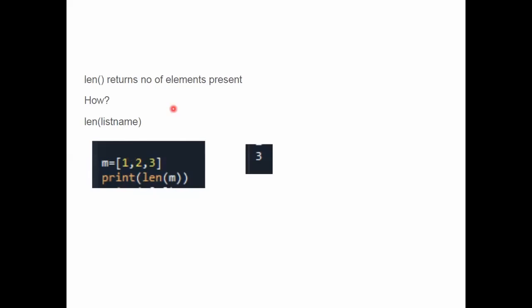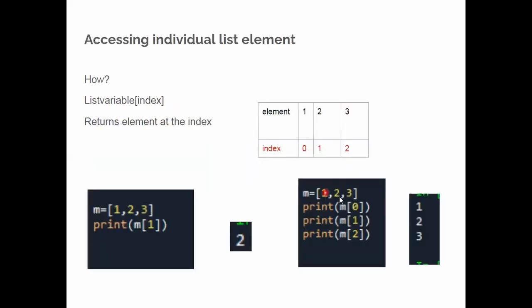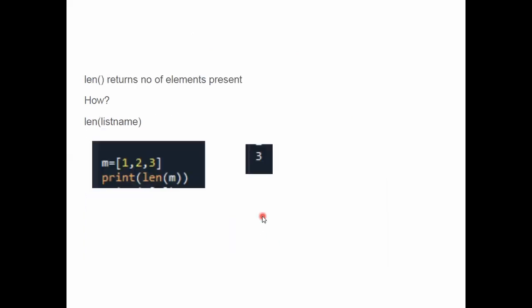Now, to access all the elements of the list, the shortcut method is to use the for loop. Otherwise, as there are three elements, we have to write three print statements. If there are 10 elements, we have to write 10 print statements. If there are 1000 elements, we have to write 1000 print statements. So instead, we use the shortcut method, which is displaying or accessing the list elements using the for loop.